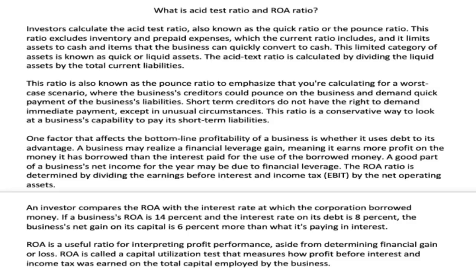This ratio is also known as the pounce ratio to emphasize that you're calculating for a worst-case scenario, where the business's creditors could pounce on the business and demand quick payment of the business's liabilities. Short-term creditors do not have the right to demand immediate payment, except in unusual circumstances. This ratio is a conservative way to look at a business's capability to pay its short-term liabilities.